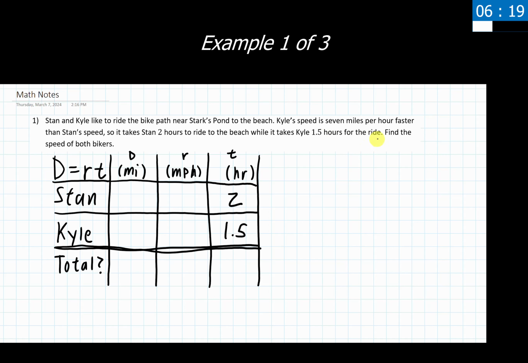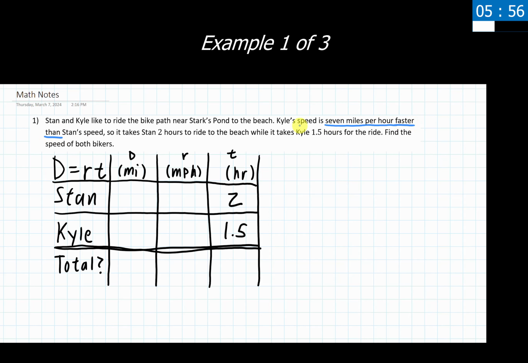Okay, so what else can I add into here? Well, what do I know about their speeds? Well, we're told that Kyle's speed is 7 miles per hour faster than Stan's speed. So we're looking for these buzzwords still. Faster than. There we go. Faster than, so 7 miles per hour faster than Stan's speed.